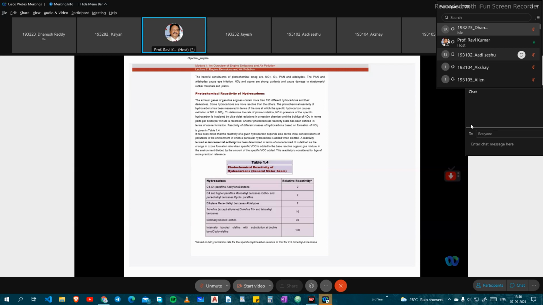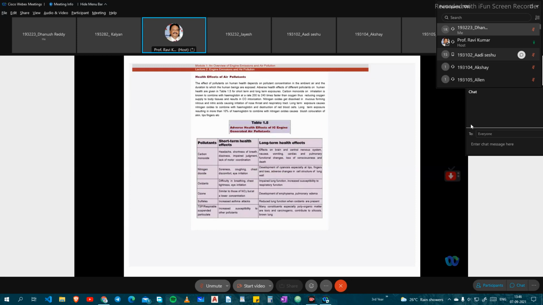We can also see it in tabular form, and it is given. Particularly, photochemical reactions will cause a lot of problems for the environment. That is the main content we are discussing, and here we have the health effects of the pollutants. I already told you that there are a lot of effects from inhaling diesel or petrol exhaust. I have given the tabular form of the health effects of air pollutants generated by IC engines. One is carbon monoxide: headache and shortness of breath.